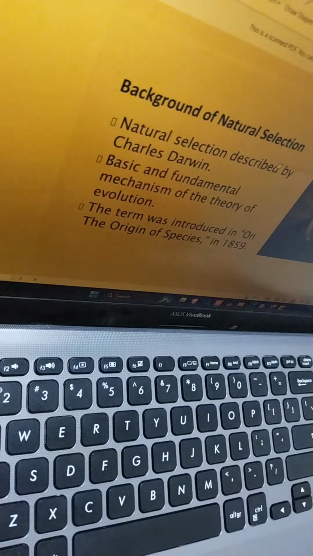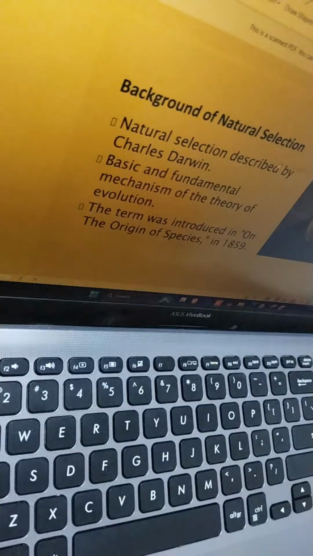What is natural selection? Natural selection was described by Charles Darwin, the father of evolution. It is the basic and fundamental mechanism of the theory of evolution. So, natural selection is the fundamental mechanism of the theory of evolution.